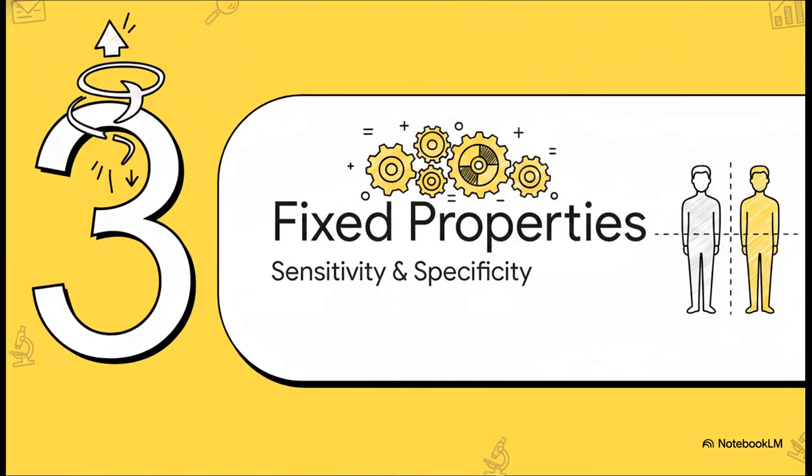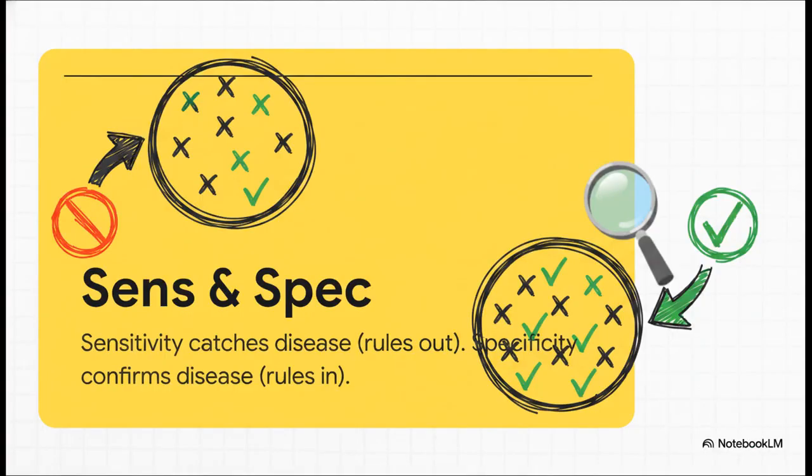Let's look at Part 3, fusing sensitivity and specificity, the fixed properties. To overcome the flaws of prevalence dependence, advanced clinical reasoning relies on the inherent, unchangeable properties of the test itself. Before we even order a test, we care about two things. First, its sensitivity, the test's ability to identify true positives and catch the disease. Second, its specificity, the ability to identify true negatives and confirm it.